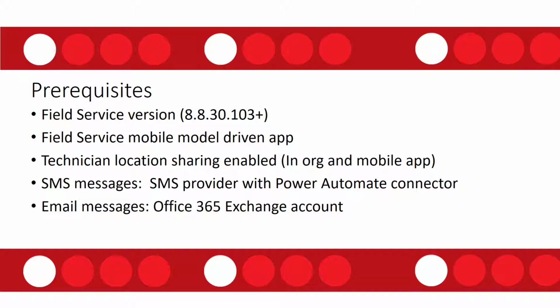If you want to send SMS messages or notifications, then you're going to need an SMS provider that has a Microsoft Power Automate connector for mobile SMS communications. And if you want to use email messages to send the notifications, then you're going to need an Office 365 Exchange account. All right, so now that we know what our prerequisites are, let's go ahead and install the Power App portal.